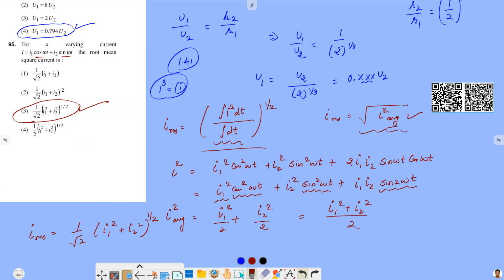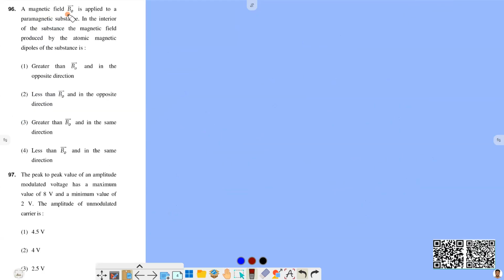Now let us move to the next one, 96. The magnetic field B node is applied to a paramagnetic substance. In the interior of the substance, the magnetic field produced by atomic magnetic dipoles of the substance. So here the substance is paramagnetic, and we know that paramagnets are weakly attracted. So what does it mean? That inside them the net field will be smaller.